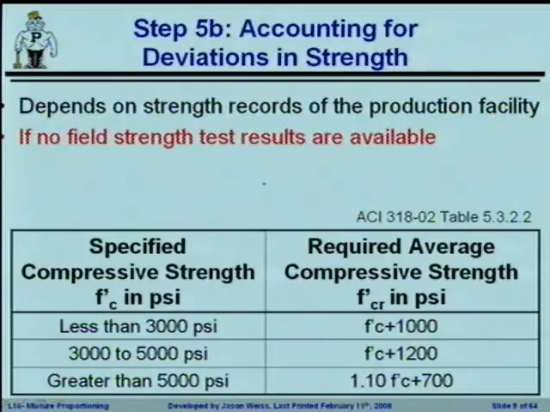Now, I had mentioned that we had no information on the statistical background for this concrete. When we have no information for the statistical background on the concrete, we use table 5.3.2.2. This is the table to use if you have no production results. When we say no production results, what's an example where you may have production results? Or you may be able to use a different table?